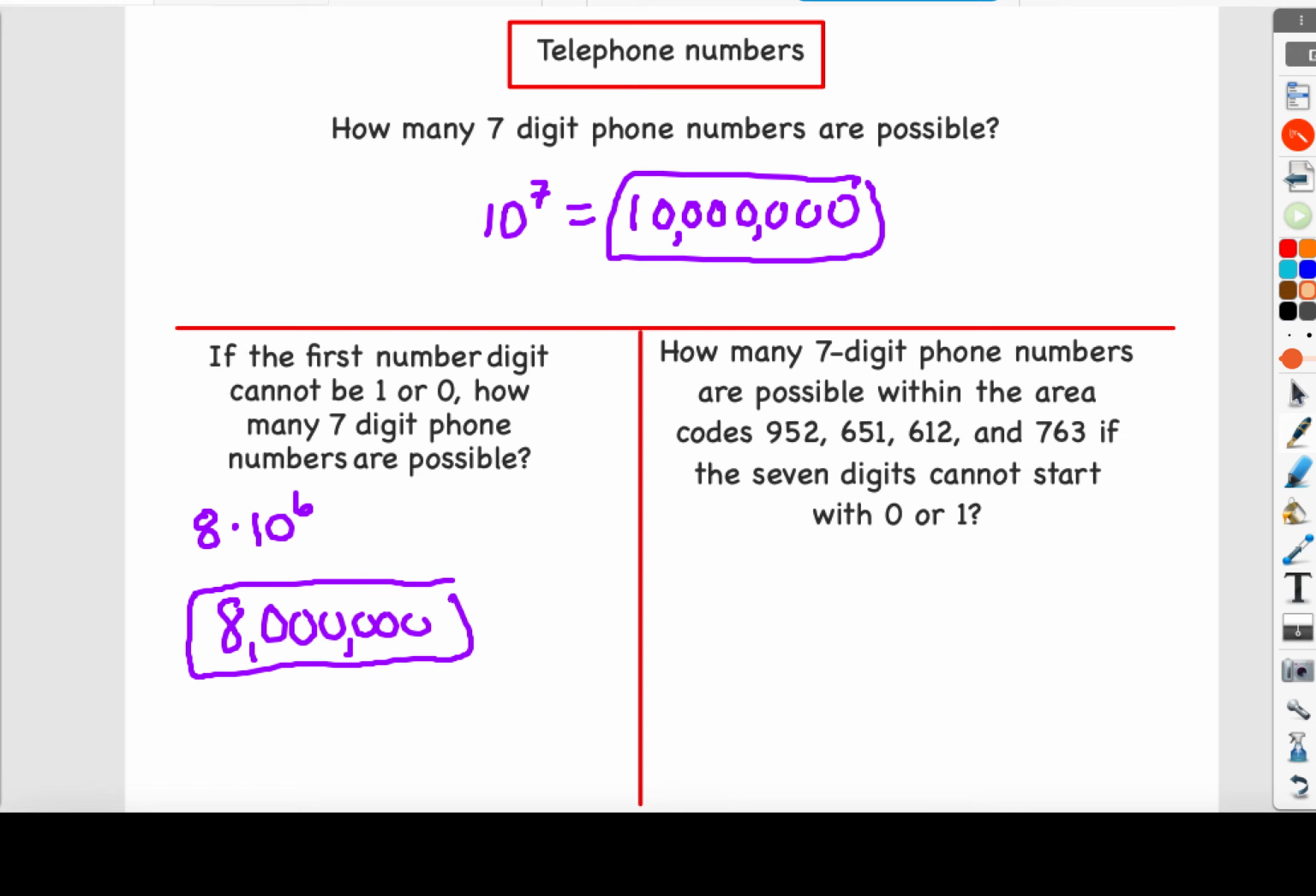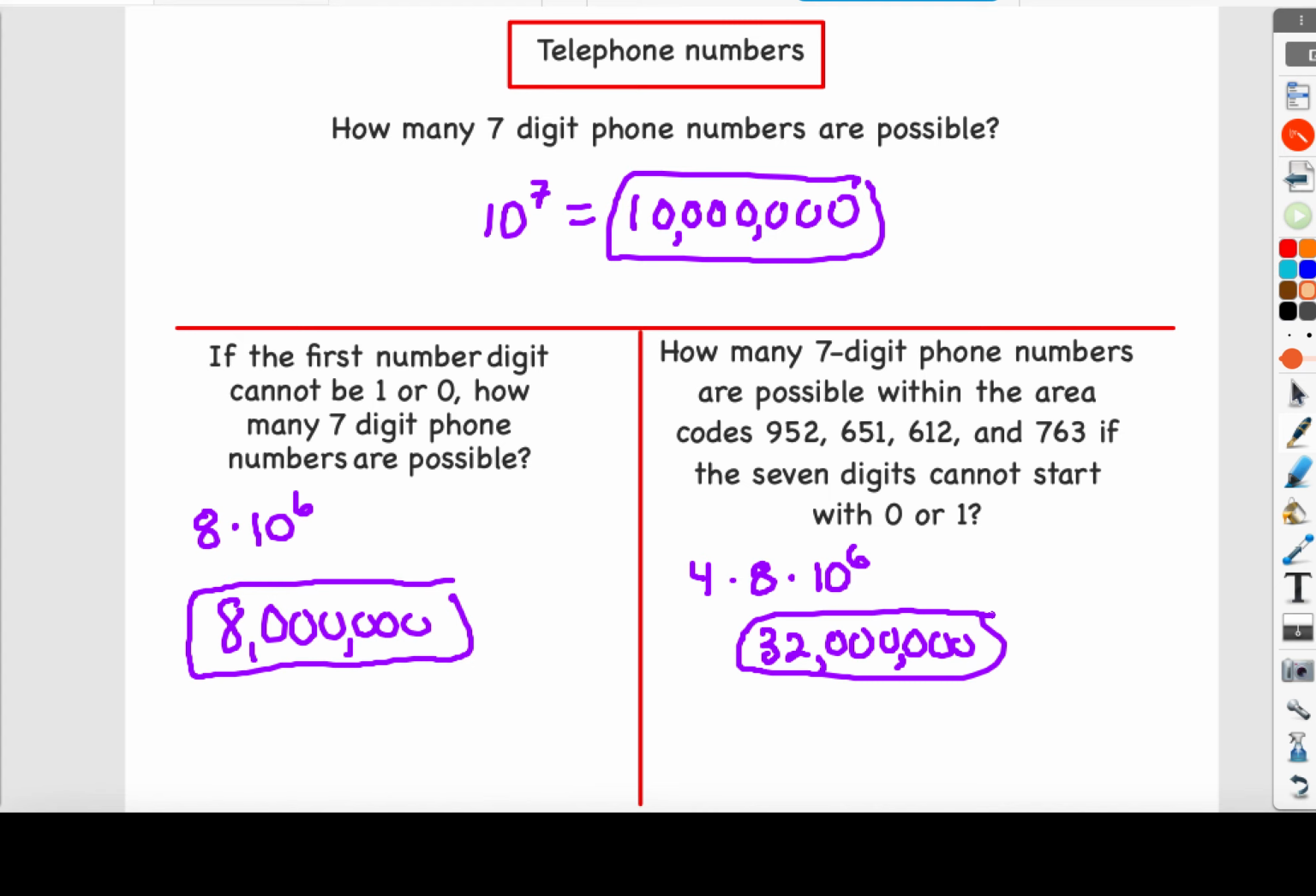Well, same idea. How many 7-digit phone numbers are possible if we attach an area code? What if we attach any one of 4 area codes here? Well, now we have 4 possible area codes. We still can't start with 0 or 1, so again, it's any one of 8 numbers for that first of the 7-digit numbers. And then we've got 6 more numbers on there. So now we basically took our previous number times 4, we've kind of quadrupled it, and we've got 32 million. All those zeros coming from that 10 to the 6th, 32 million possible numbers in that case.